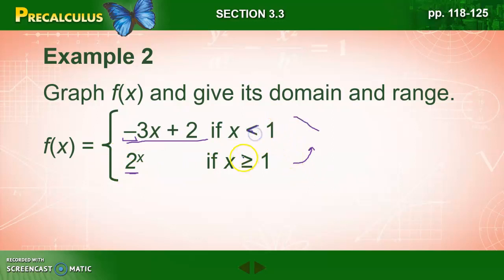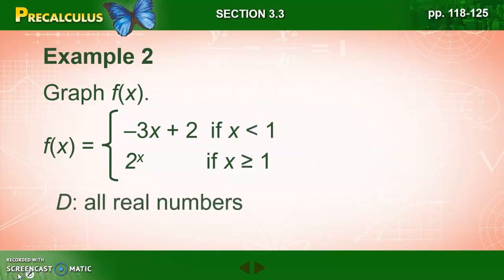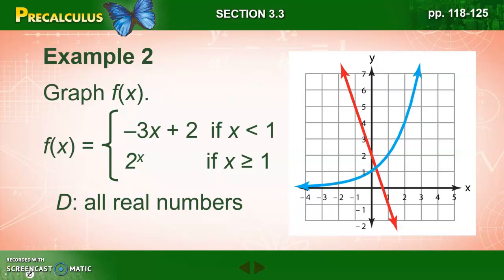We do need to pay attention to where our endpoints are and whether they're going to be open or closed circles. All right, our domain will be all real numbers. Less than 1 or greater than or equal to 1, that goes from negative infinity to positive infinity. There's not a number in the domain that's not covered by one of these two pieces. If we graph our two functions just like this without worrying about the domain, they look like this. So here's our negative 3x plus 2, and here's our 2 to the x, so you can see that all of our x values are covered or will be covered if we continue these functions.